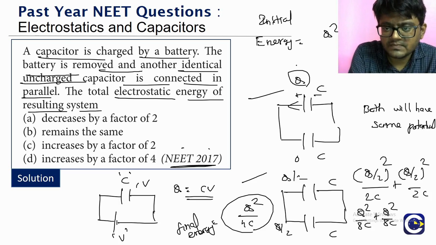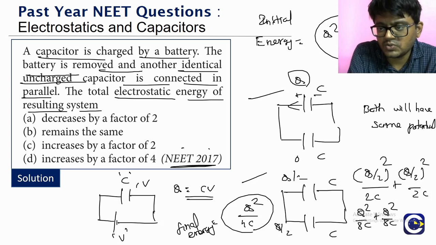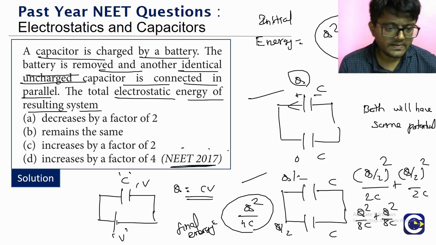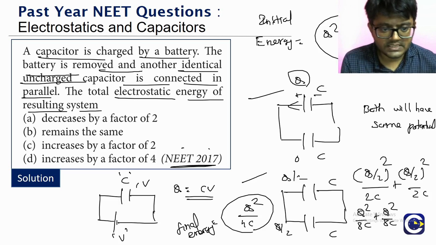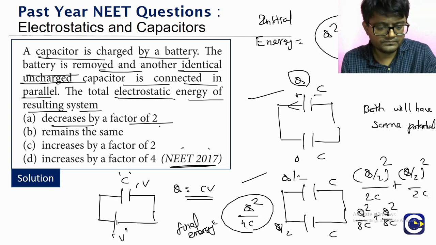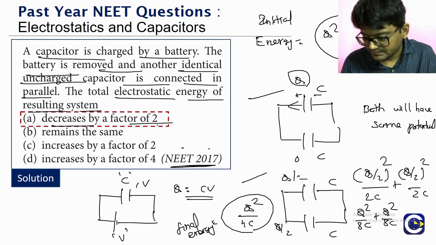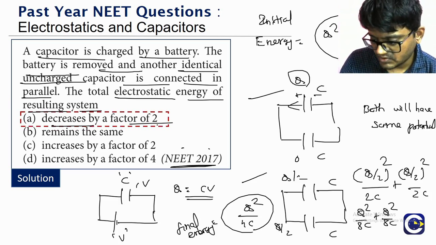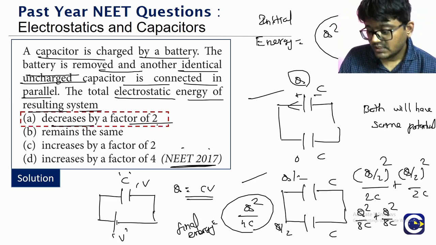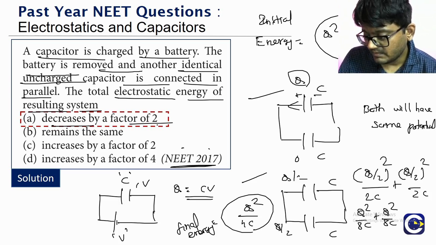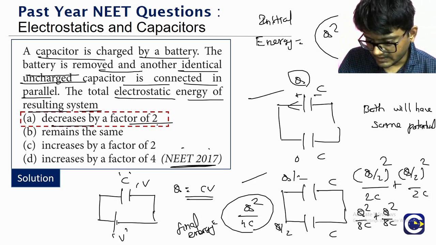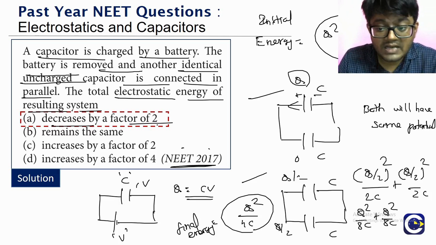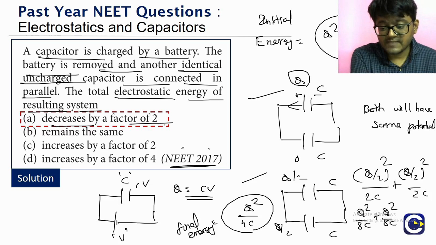So what do we see? It is becoming half. Initial energy is Q square by 2C. Final energy is Q square by 4C. So the total electrostatic energy of the resulting system will decrease by a factor of 2. In fact in the previous question I think they have asked us by how much percentage it will change, like that. So there the option we have marked was the potential energy will decrease by 50%. Correct. So reducing by half means decreasing by 50%.